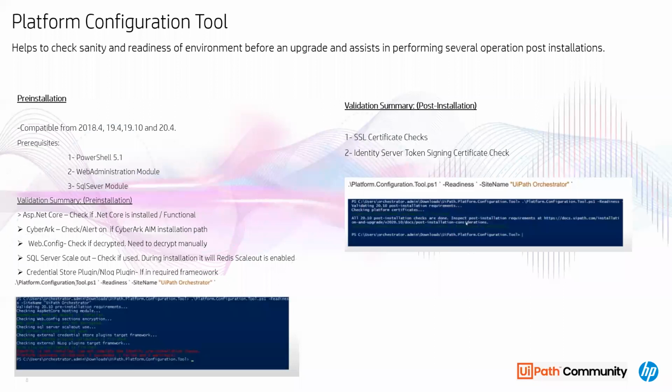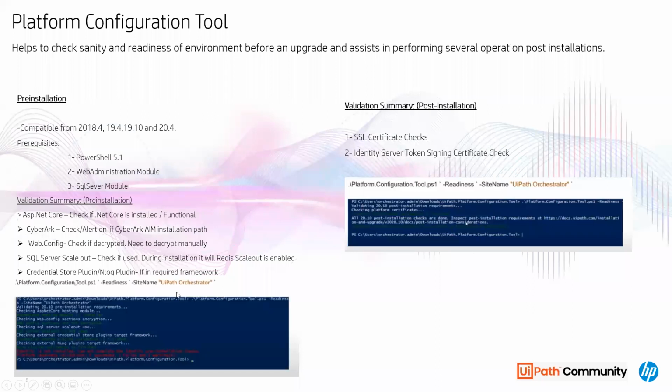And it also validates if any SQL Server scale out is used, because with this version we see SQL Server scale out is now rolled over to the Redis scale out option. So it will prompt, and by default it will be turned into Redis scale out enabled. It will not be with SQL Server's scale out option. And if any credential plugin, NLog or any external credential plugins were used, they should support .NET 2.1. That will prompt as an error.